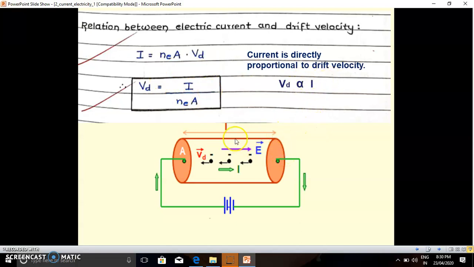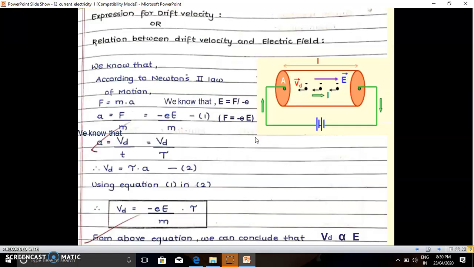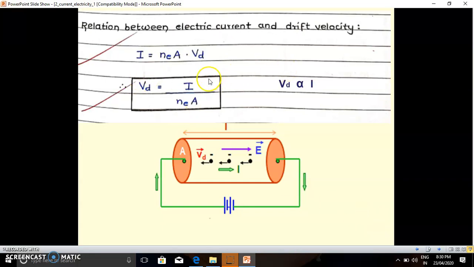So here we have seen both the expressions. What is the relation between drift velocity and electric field? From this equation, it is very clear that drift velocity is directly proportional to electric field. And from this equation, it is very clear that electric current is also directly proportional to the drift velocity, isn't it? Or drift velocity is directly proportional to electric current. So in order to increase the drift velocity, you can increase either the electric field or the current. Understood?